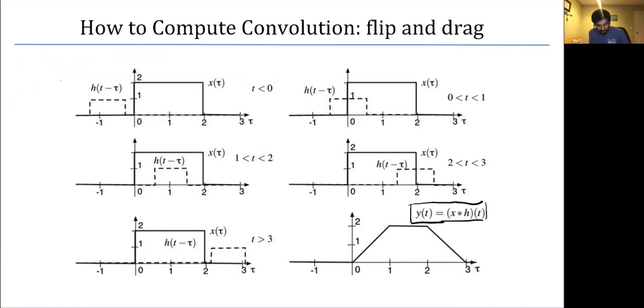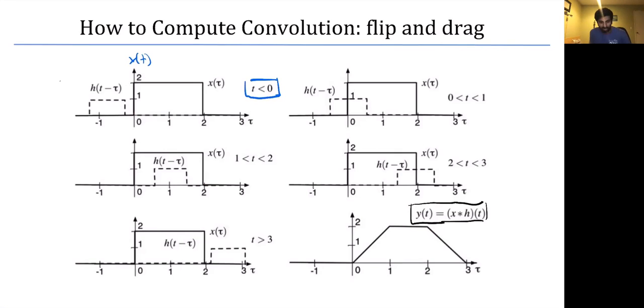And I will use sky blue to denote each regime. So in regimes where t is less than zero, we have no overlap. What that means is x of tau times h of t minus tau is going to equal zero, and therefore the integral also equals zero, right? So this is the sky blue regime. The sky blue regime at t less than zero is always going to be zero. So I can represent that in my output as here. This is the sky blue regime.